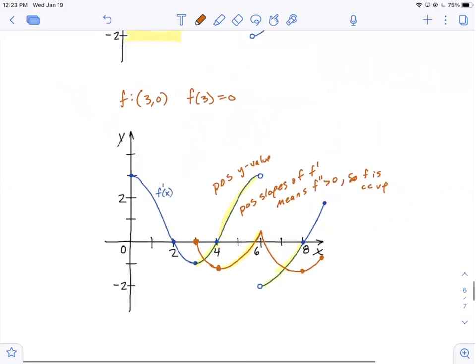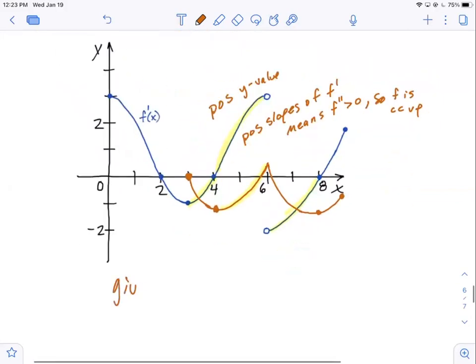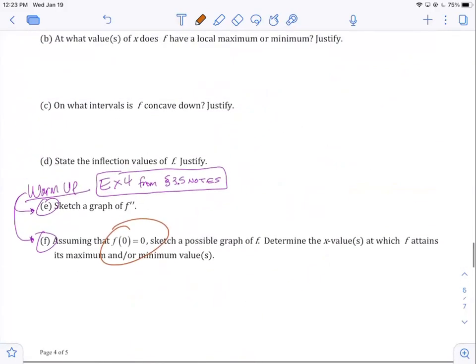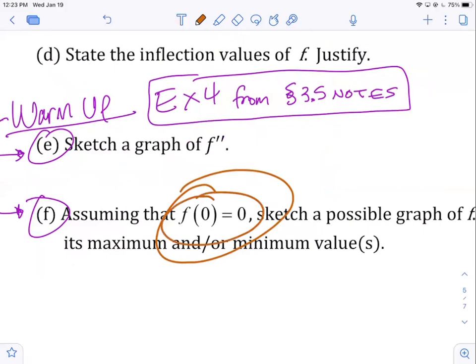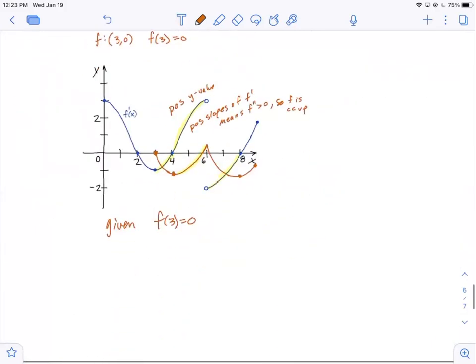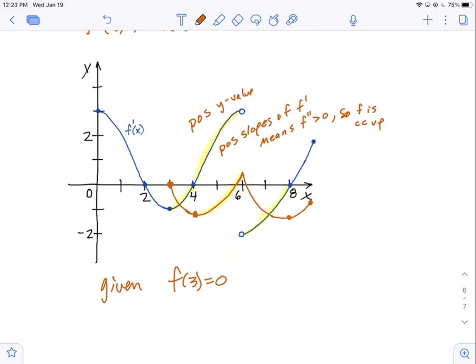I'm just saying, given f of 3 equals 0. In the original notes, I said assuming f of 0 equals 0. But since we did that one yesterday, and that might have been what they did in 2010 and before, every year they up their standards. So one of the things they might change it to this year, or I might change it to, is to not give them the leftmost point. It's easy when you sketch from left to right. Let's give them a starting point in the middle of the graph. So now we'll sketch it from left to right, and now we'll back up.